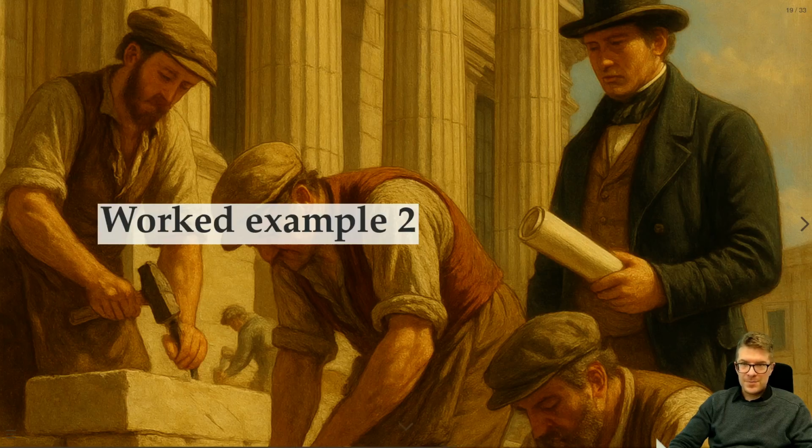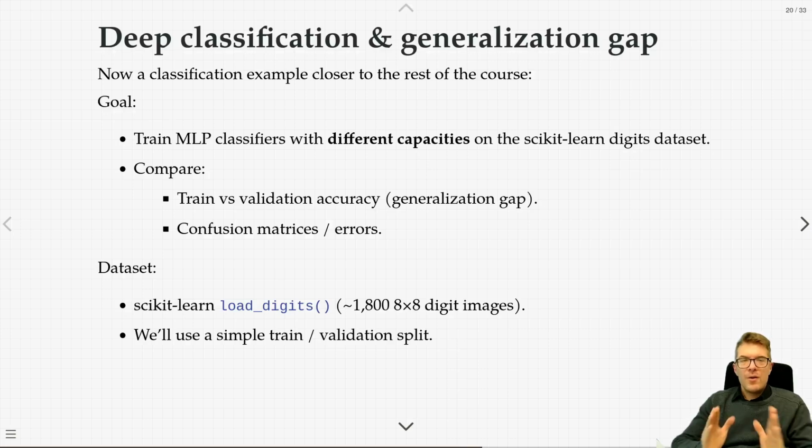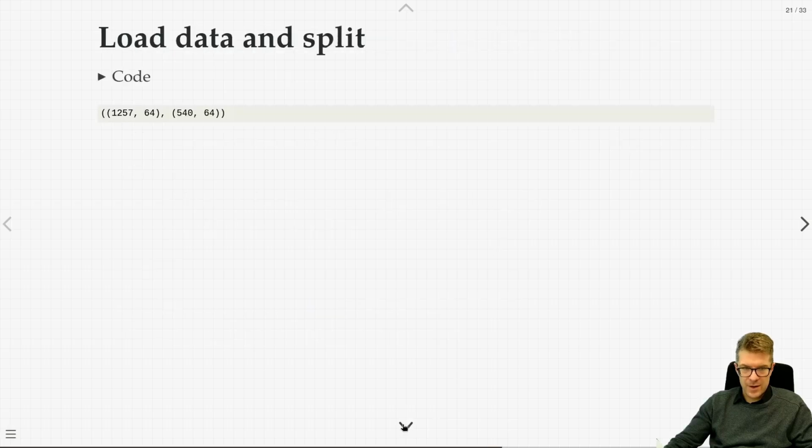Here's our second worked example. So we're going to do classification now, going from regression to classification as we often do, and talk about the generalization gap a bit more explicitly. So now we're going to do, again, 2 neural network classifiers with different capacities. We're going to use scikit-learn's digits data set, and then we're going to compare similar kind of metrics like we have been repeatedly. So we're going to load the digits. This is about 1,800 8x8 images. And then we're going to just, again, have training and test splits and do the same kind of thing, but try to look at the generalization gap as an outcome.